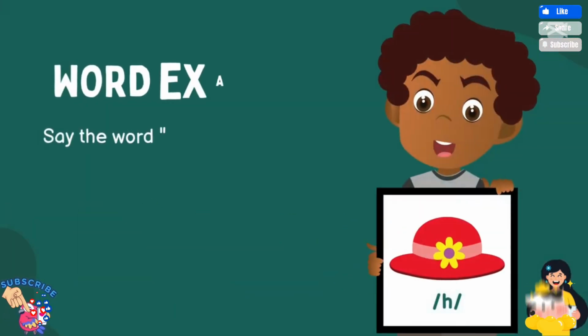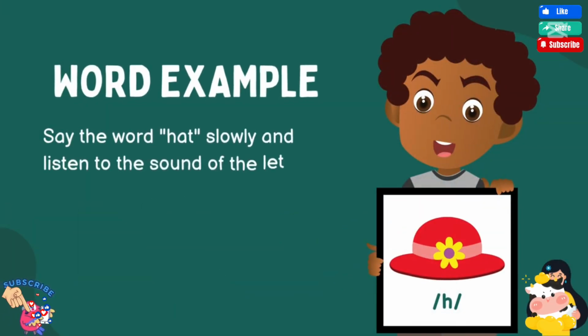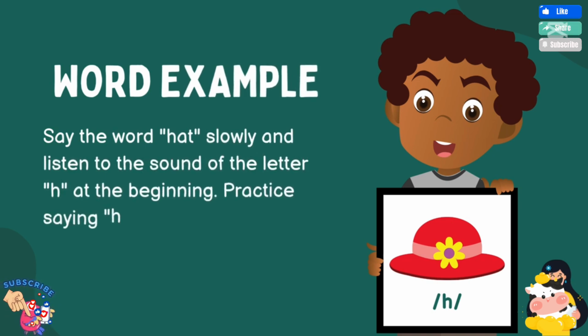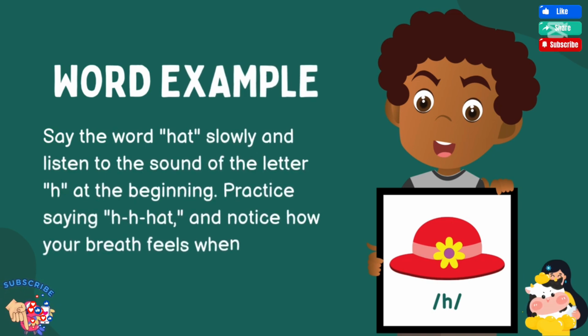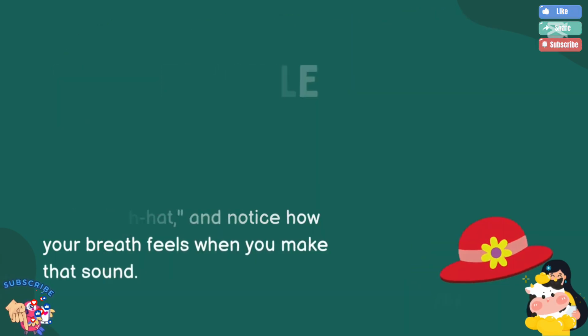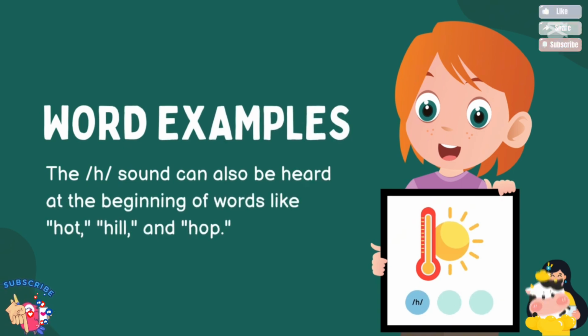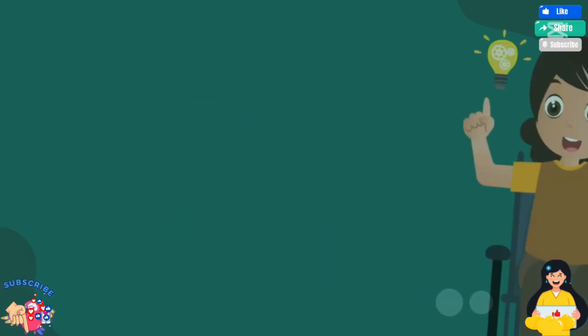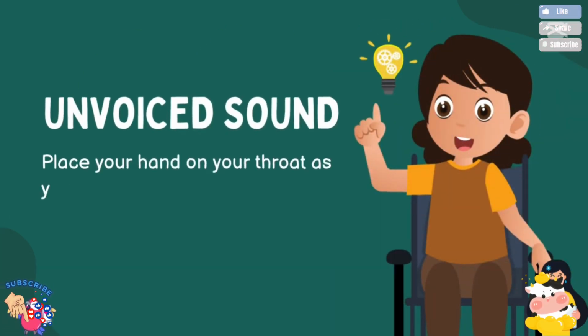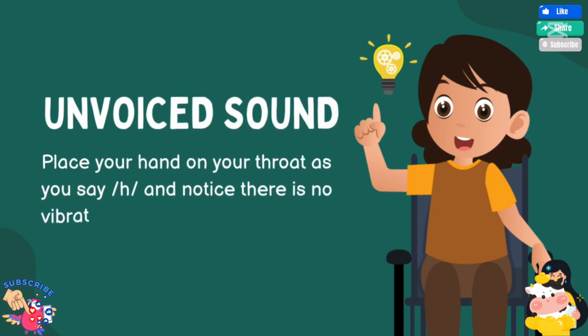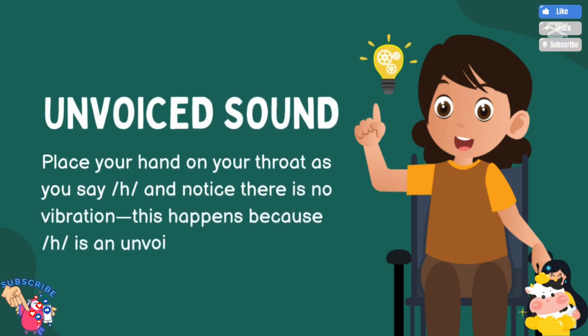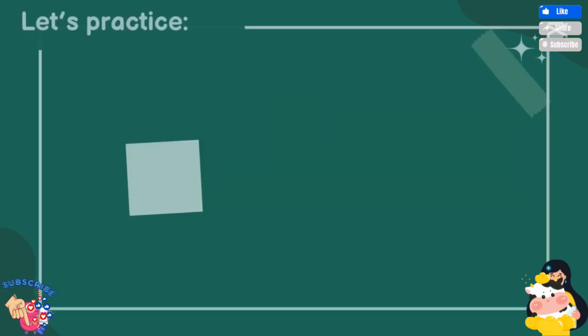Word example. Say the word hat slowly and listen to the sound of the letter H at the beginning. Practice saying HH hat and notice how your breath feels when you make that sound. The H sound can also be heard at the beginning of words like hot, hill, and hop. Unvoiced sound. Place your hand on your throat as you say H and notice there is no vibration. This happens because H is an unvoiced sound.